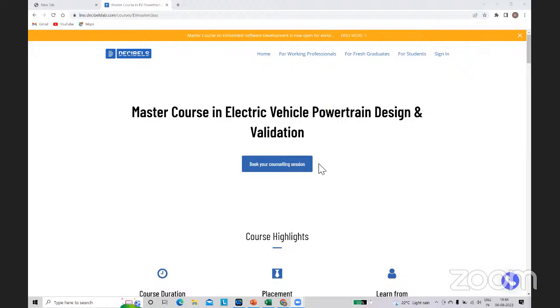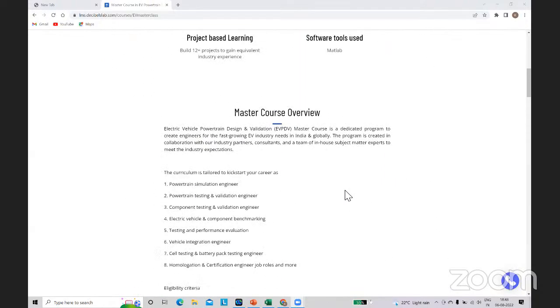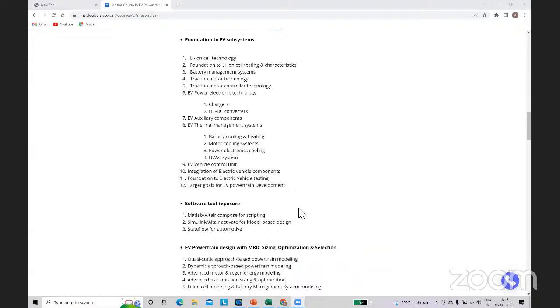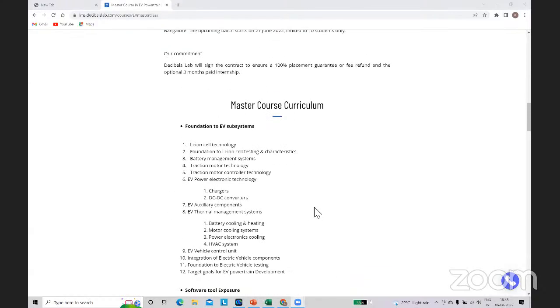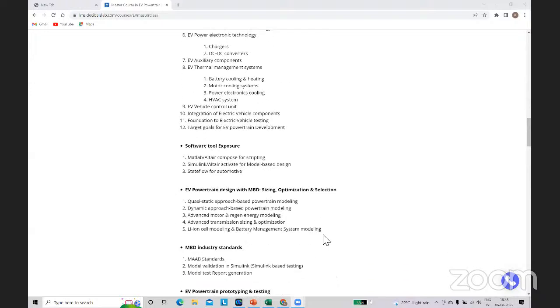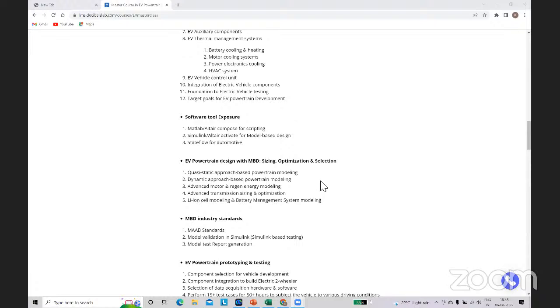In this course, we'll definitely be going from basic to master level, including all the tools: MATLAB, Simulink, and Stateflow. Based on MBD standards, we'll be dealing with these courses. The quasi-static approach in detail, and the dynamic approach in Simulink. I just showed a schematic layout on the presentation.